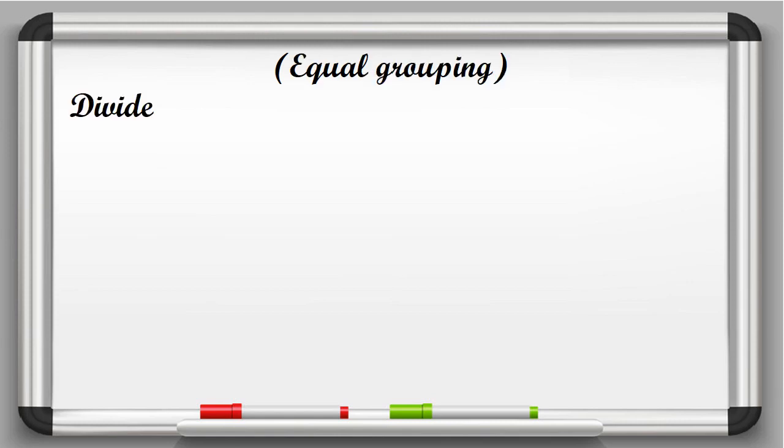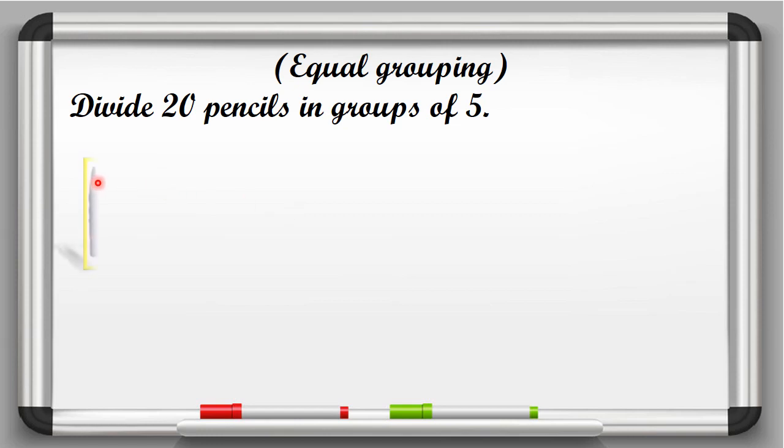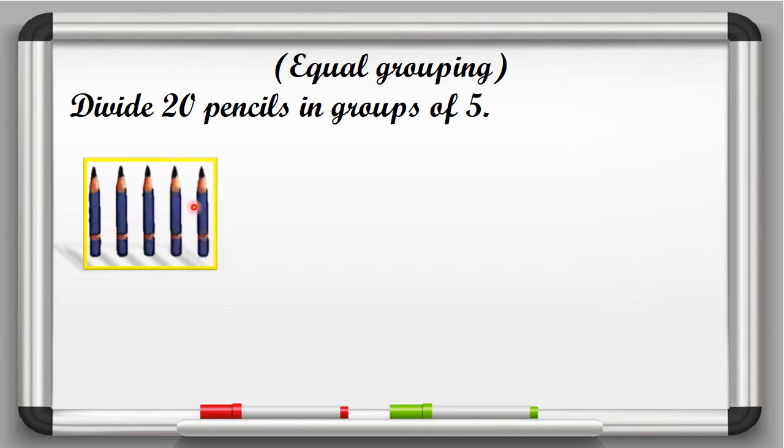Understood beta? Now the next one is equal grouping. So here beta, divide 20 pencils in groups of 5. So in this question we have to make groups of 5 pencils. Okay, so let's see how many groups we can make from them. So let's start. So here in first group we have 5 pencils. Okay, 1, 2, 3, 4, 5.